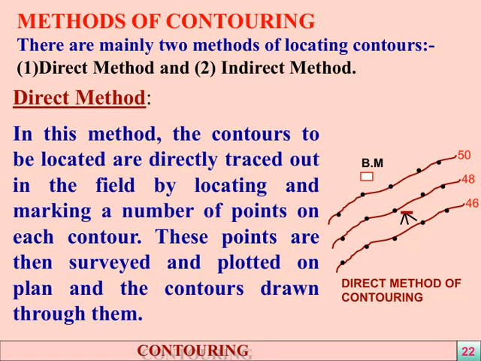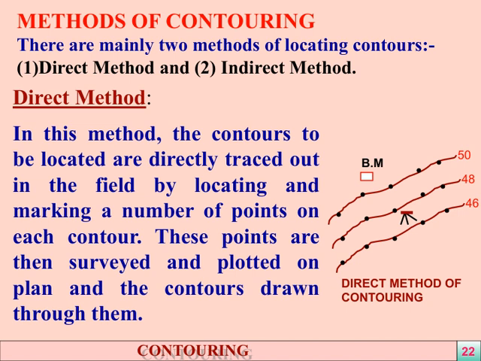Let's talk about the methods of contouring. There are mainly 2 ways to locate contours: the direct method and the indirect method. Starting with the direct method, this approach involves physically going out into the field and directly tracing the contours. Essentially, you identify and mark a series of points along each contour line right on the ground. Once these points are marked, they are surveyed to determine their exact positions.